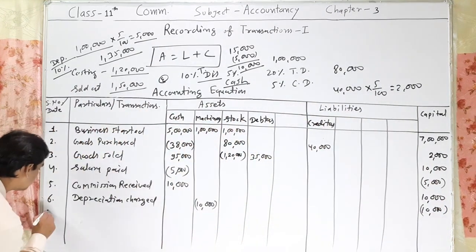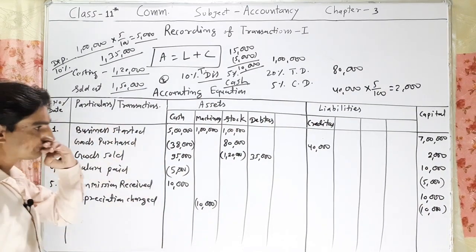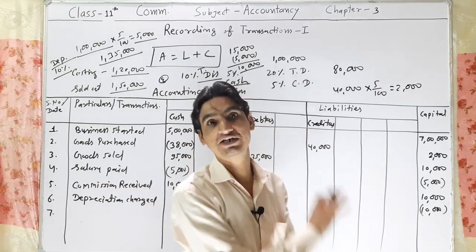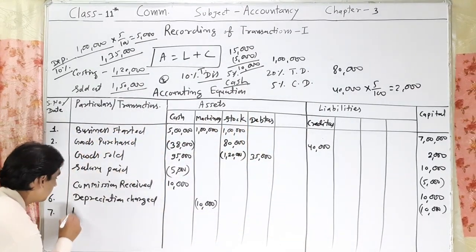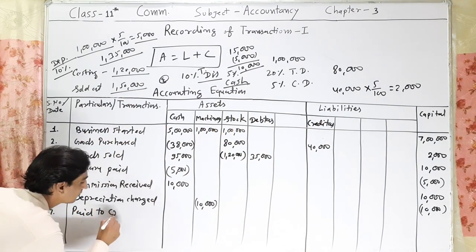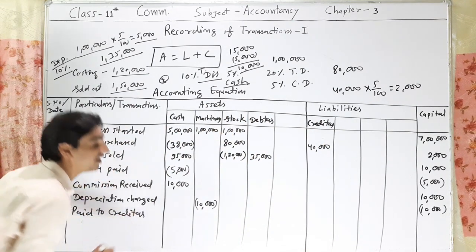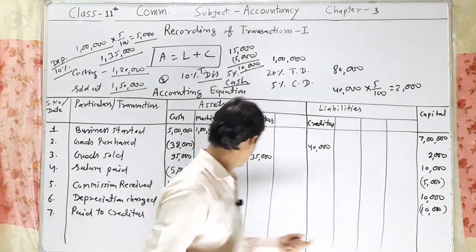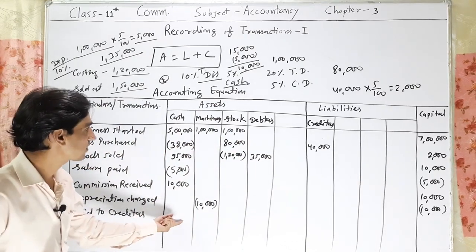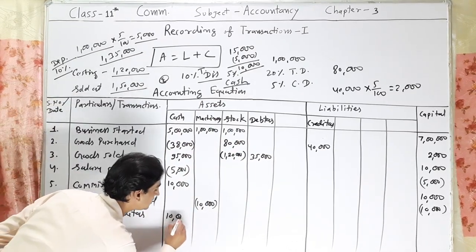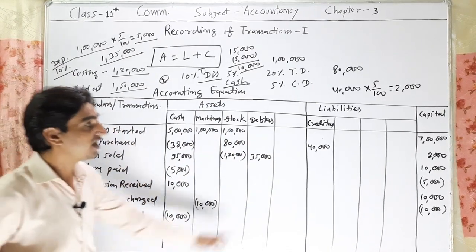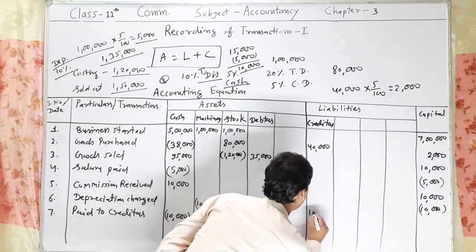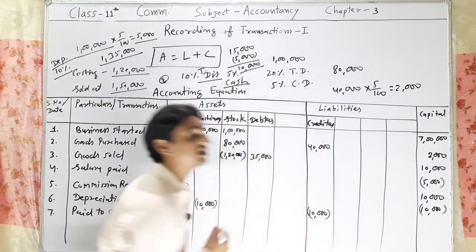The next transaction: 10,000 paid to creditors. Cash is outgoing from your business, 10,000, and since we have paid the creditors, your creditor balance will be reduced. 10,000 reduced in the creditors balance.